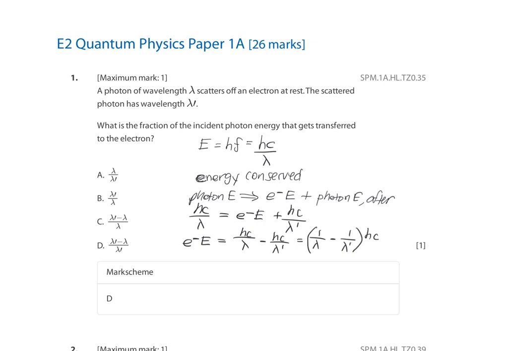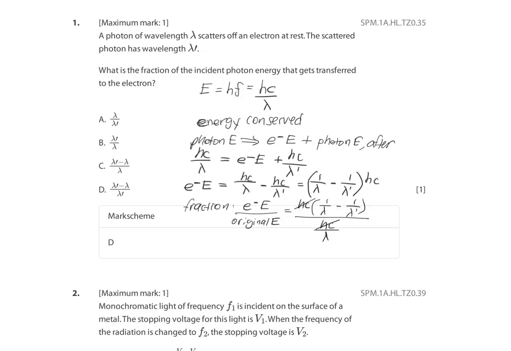I also realized I eliminated the hc improperly. It's still there. So the fraction is going to be the electron energy divided by the original energy, and so the hc gets eliminated. We have 1 over lambda minus 1 over lambda prime, all divided by 1 over lambda. If we simplify the fractions, we multiply by lambda and get lambda over lambda minus lambda over lambda prime, which is really 1 minus lambda over lambda prime. That really is the answer.